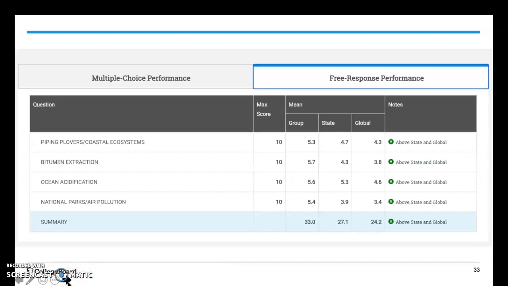These were the 4 FRQs that were administered the previous year. And again, you can see my average out of 10 versus the state and global mean. And you're like, well, that looks like a pretty low score. We'll talk about benchmarks and where those scores end up.